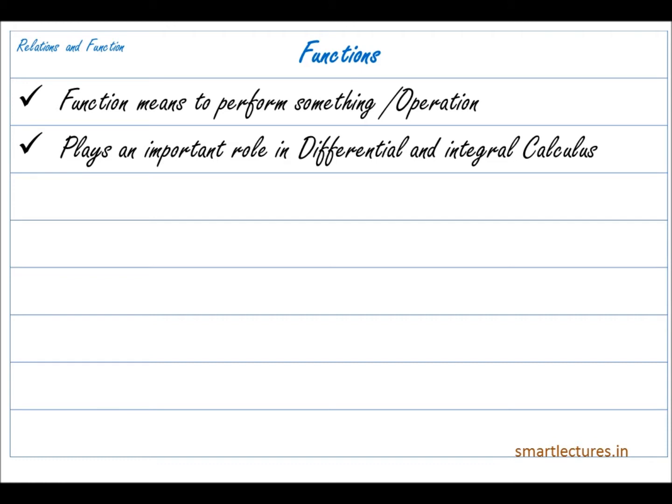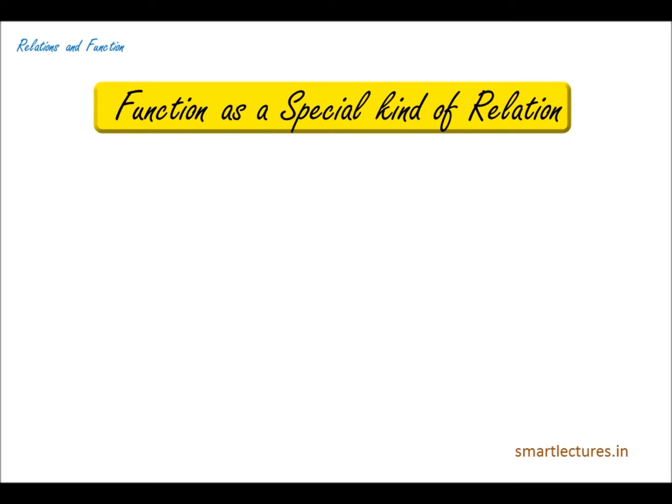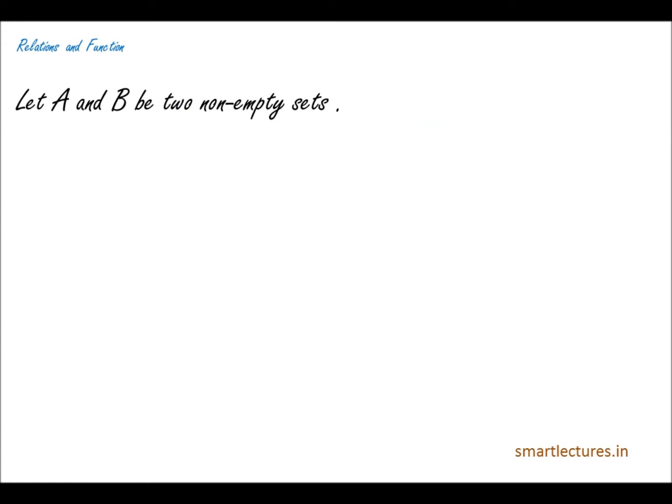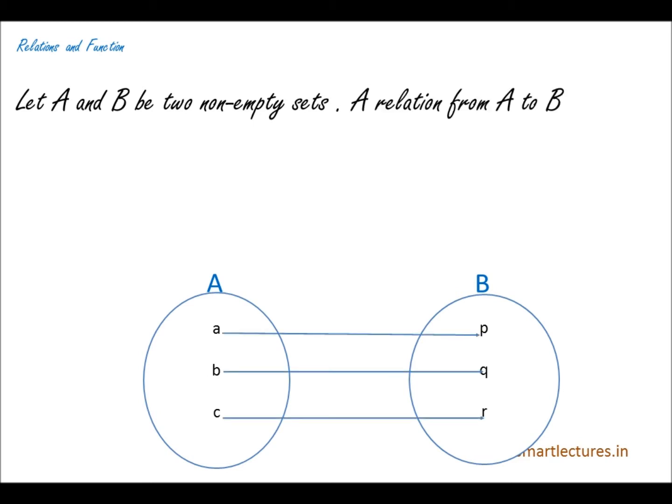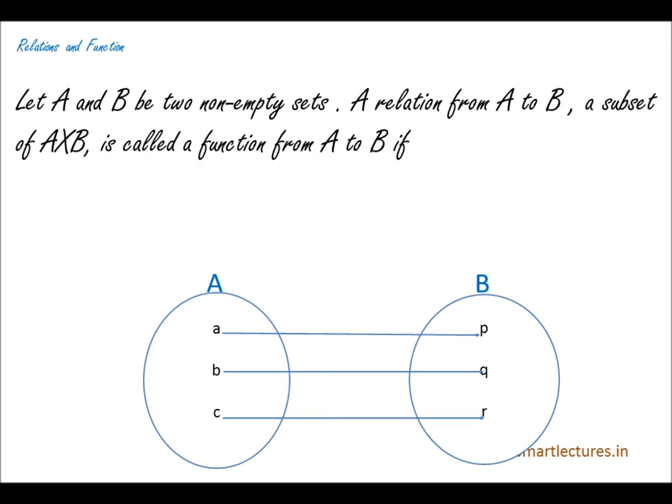So let's first define what a function is. A function is considered a special kind of relation. Suppose we have A and B as two non-empty sets, then a relation f from set A to set B is a subset of A cross B. And now this relation is called a function from A to B if it satisfies two conditions.